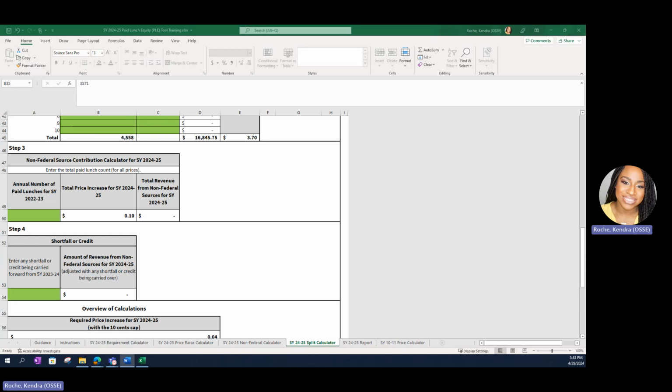Step 3. Now enter the total number of paid lunches for the entire 2022 to 2023 school year. The total price increase for the 2024-25 school year and total revenue from non-federal sources for school year 2024-25 will automatically fill in.